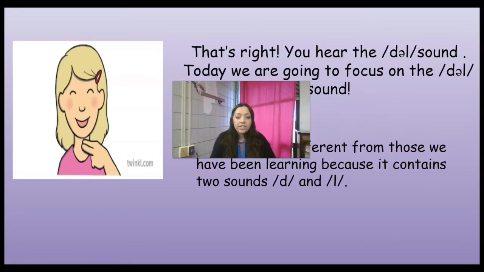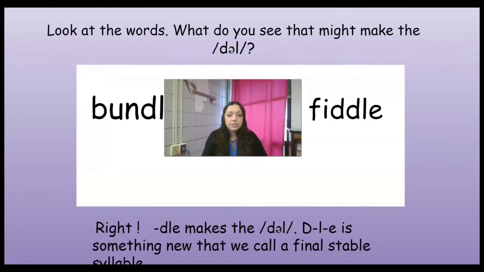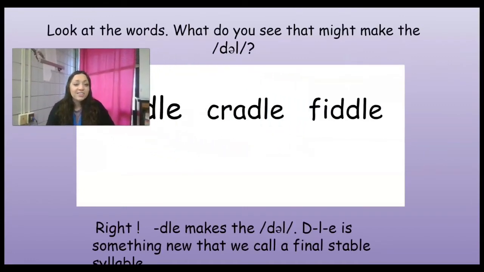So these are all very similar. All right, so look at these words. What do you think makes that dul sound? That's right, it's almost exactly like the other ones. It's the D-L-E. Instead of P-L-E and F-L-E, this is D-L-E that makes the dul sound. And just like the others, that E is silent.